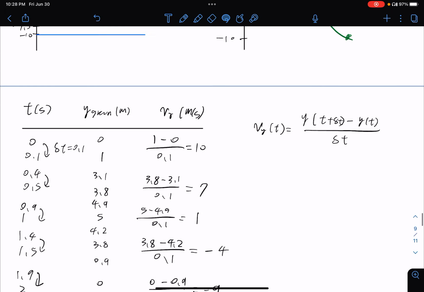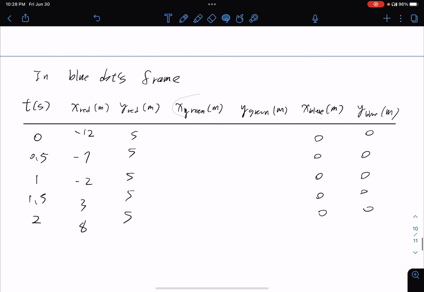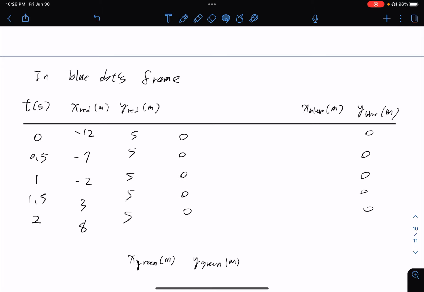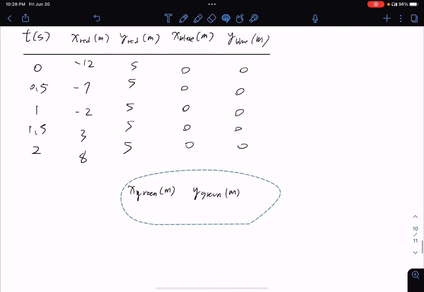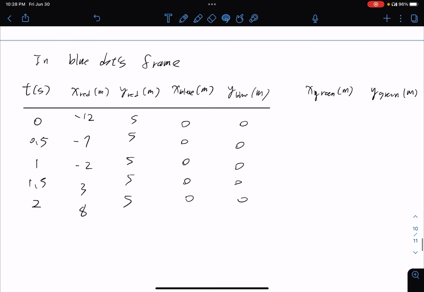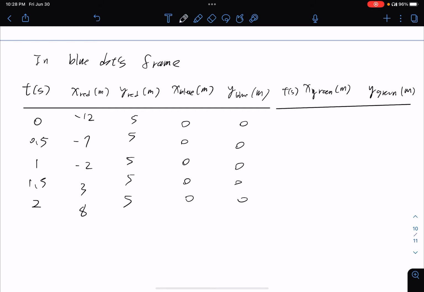Actually, let's do the green dot separately because we know we will need more time for the y velocity of the green dot. So let's move them over here and give the blue dot some space. Let's give the green dot some space. The green dot will need more detail. So 0, 0.1, 0.4, 0.5, 0.9, 1, 1.4.